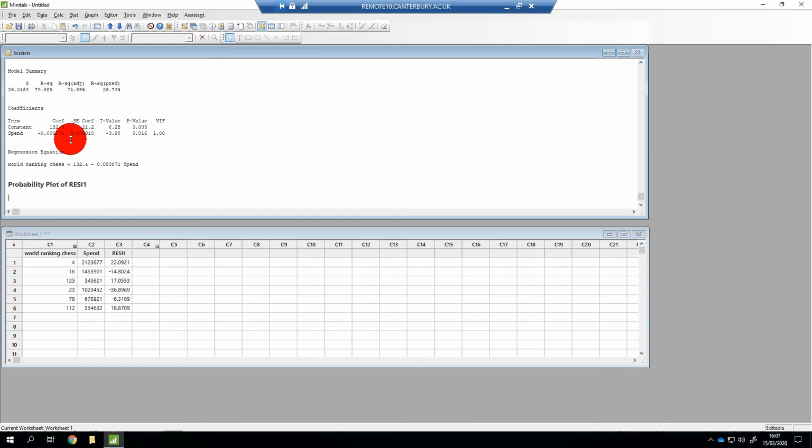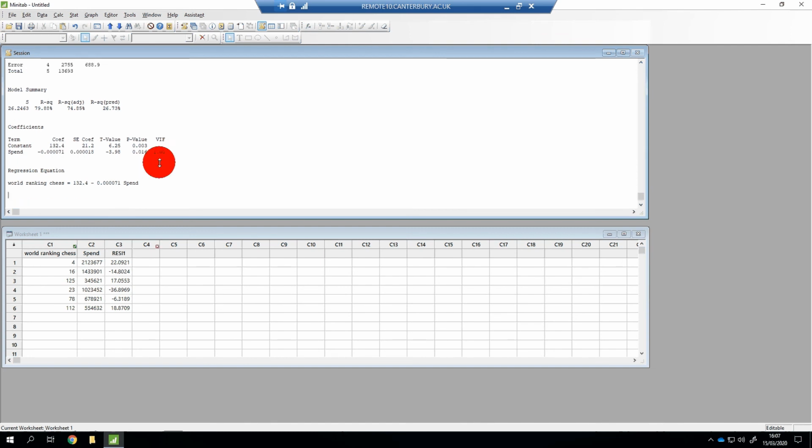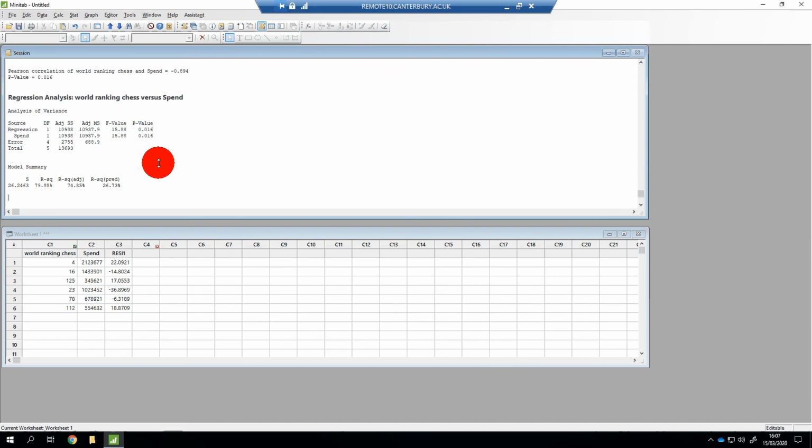Now let's look at the output from the regression model. What does it tell us? First of all, it says it has a p-value, and it has a p-value for the spend predictor.